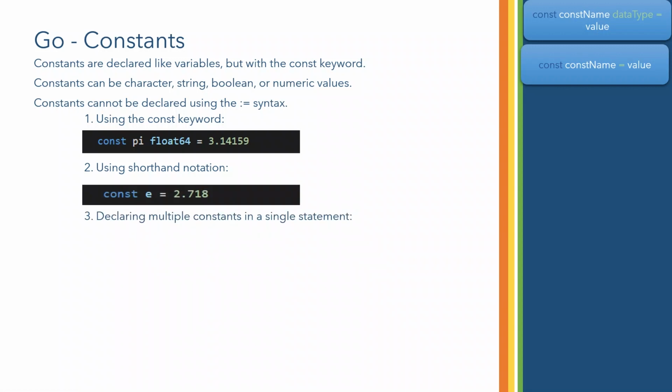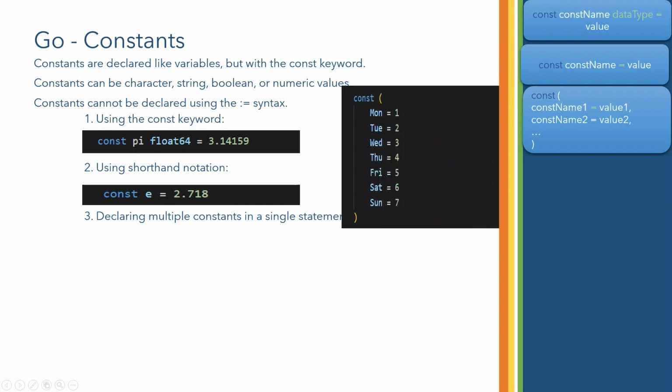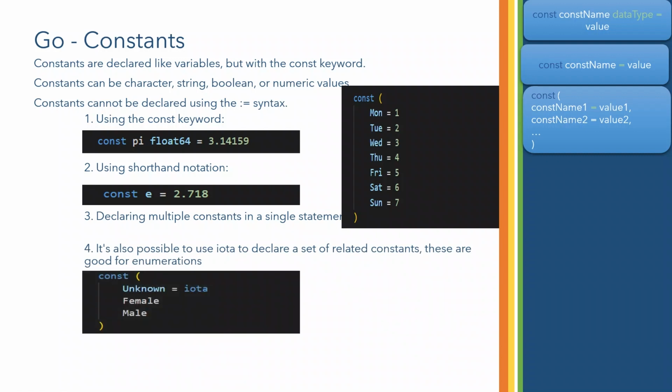We can also declare multiple constants in a single statement. Example: const name1 = value1, const name2 = value2 and so on. Similarly, if you want to declare days, you can assign some values and declare them like this as a const. It's also possible to use iota to declare a set of related constants. These are good for enumerations. For example, you want to declare unknown, female and male. Here unknown will be iota, and female will be 1 and male will be 2, like that.